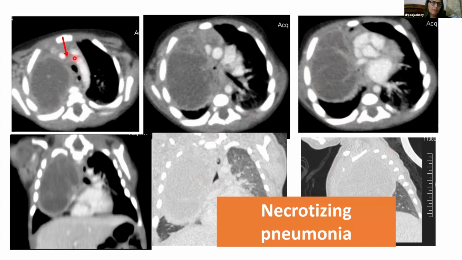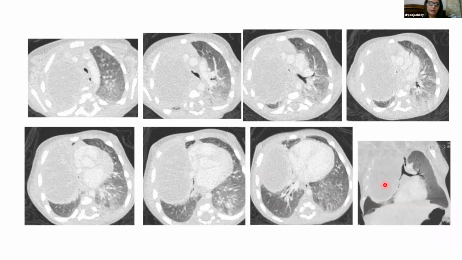There was a small lymph node seen here, which would happen in infection. Apart from that, the other lung was normal. For evaluation of the airway, here are the lung window images and the minimum intensity projection image, which is also very good for evaluating the airway.